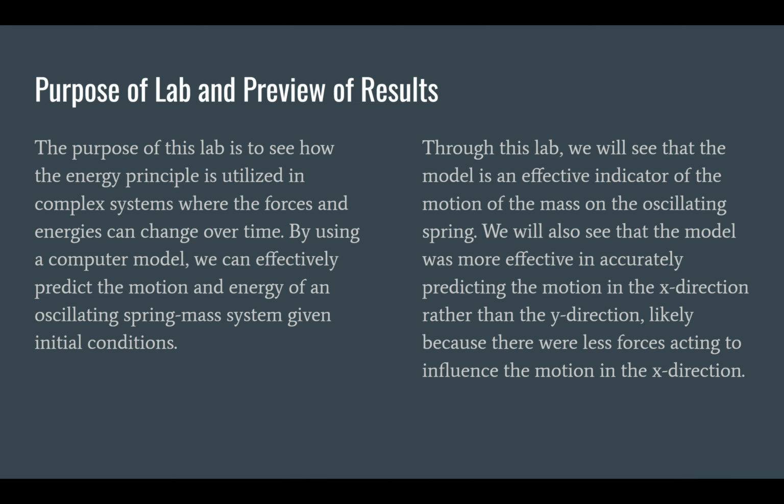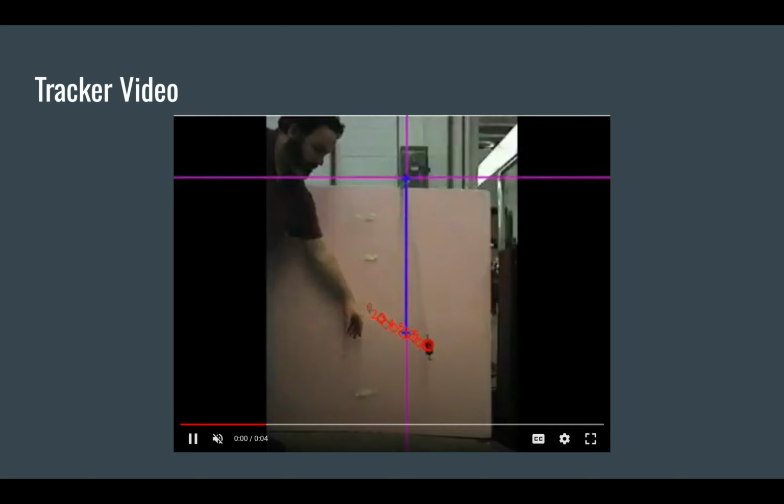The purpose of this lab is to see how the energy principle is utilized in complex systems where the force and energy can change over time. By using a computer model, we can effectively predict the motion and energy of an oscillating spring mass system given initial conditions. Through this lab, we will see that the model is an effective indicator of the motion of the mass on the oscillating spring. We will also see that the model was more effective in accurately predicting the motion in the x direction rather than the y direction, which is likely because there were fewer forces acting to influence the motion in the x direction. Here's our tracker video, which shows the spring mass system.